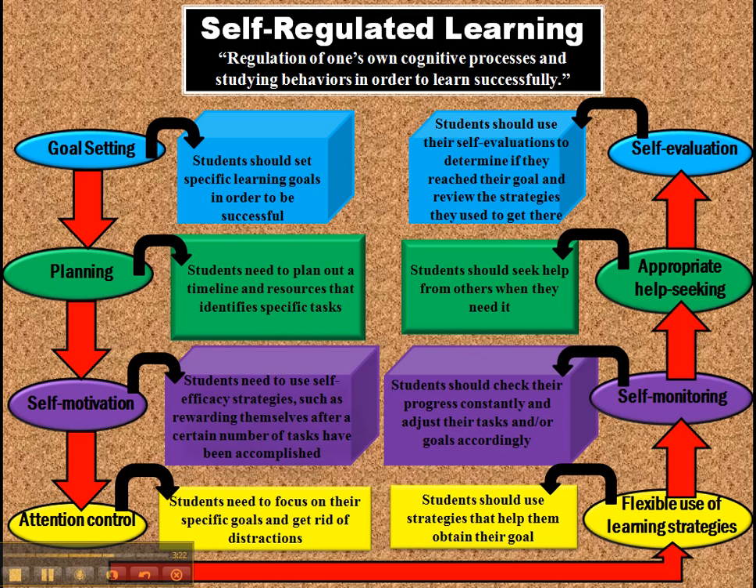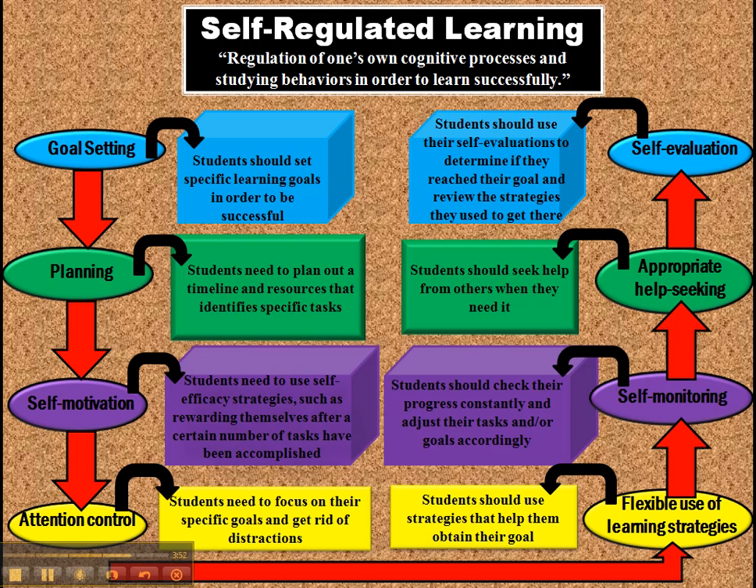The next step is appropriate help seeking. When students are doing a research project or any type of goal, they may come to a point where they get stuck, where they can't really move on by themselves, or they have a question that they can't answer themselves. Then they should be seeking help from either the teacher or possibly group members if they're in a group, or outside sources that can help them obtain their goal.